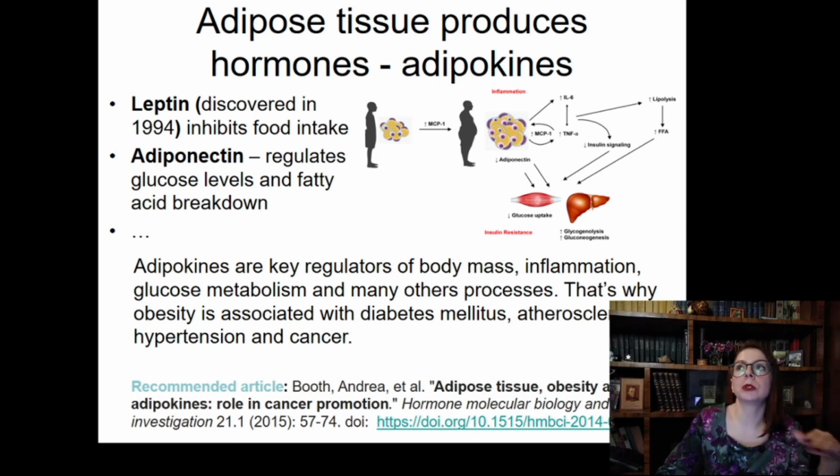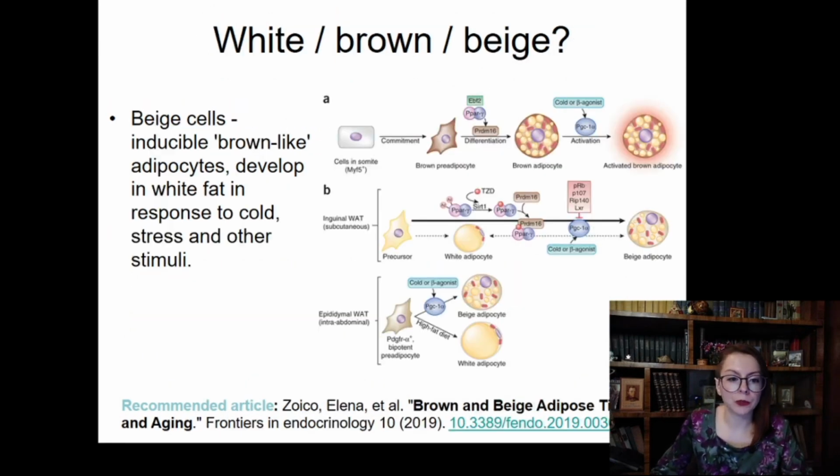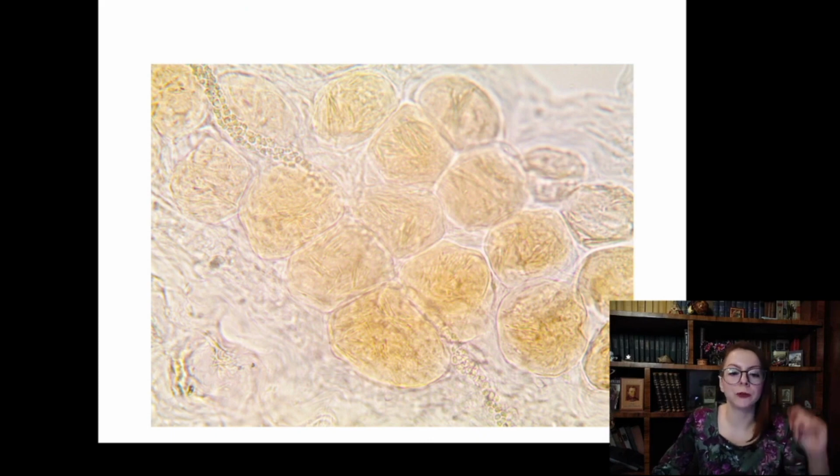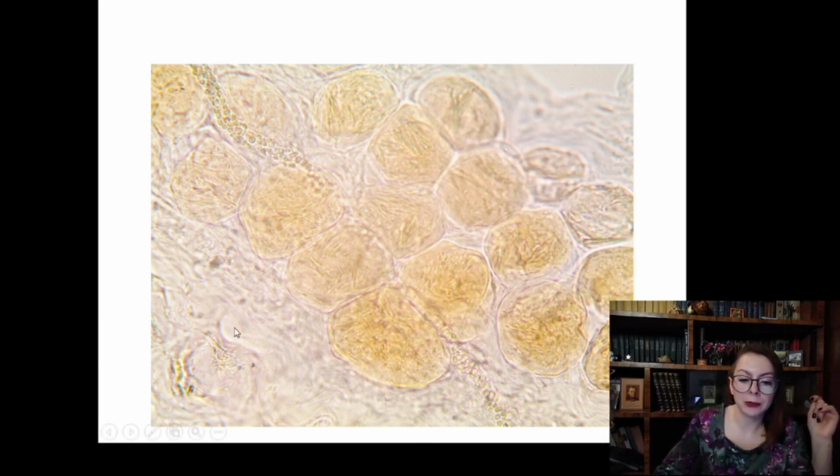Not because it overloads our skeleton or heart, but also because it makes people susceptible to different chronic inflammatory processes, to atherosclerosis, diabetes mellitus, and even cancer. So body weight should be regulated strictly, especially with aging. And here we have our specimen with large giant adipocytes in it.